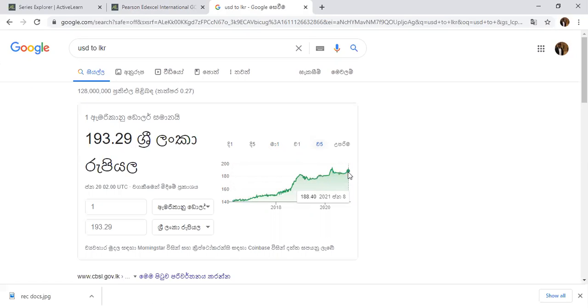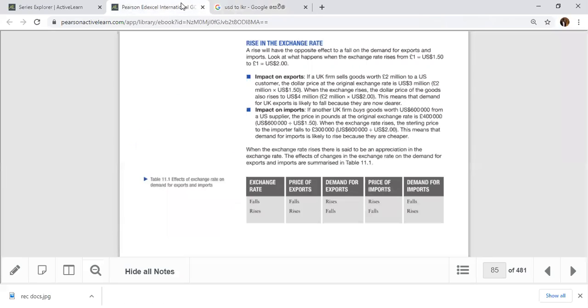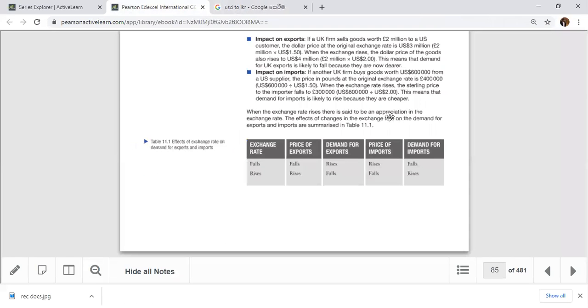So this is good for the exporters but bad for the importers. Why? Now we have to spend more rupees in order to import. So the cost of import will increase. So imported materials, imported items will increase in price. Inflation will happen. So all the foreign items will become more expensive locally as a result of that. Right? So this thing we actually summarize in this table.